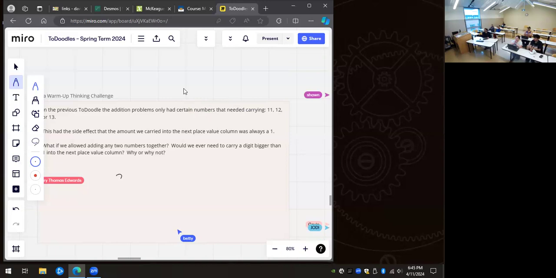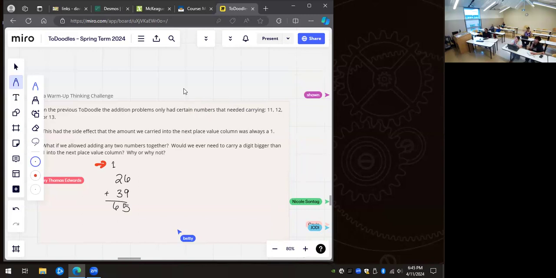26 and 39. So if I add those, there is carrying. 6 and 9 is 15, but what I'm carrying is only a 1. Right, so that one is a problem I can do, but it doesn't have anything where I'm carrying something bigger than 1. Just add a number to the 6 and the 9.